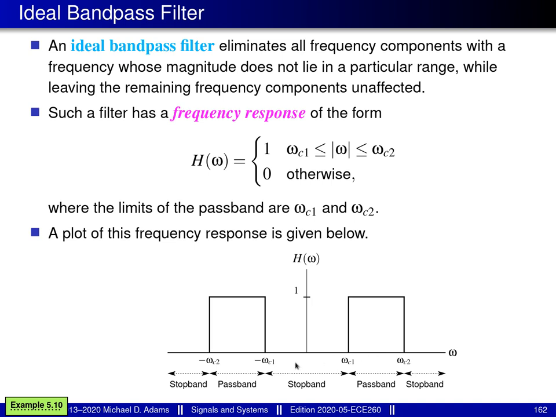The frequencies for which the frequency response is 0 correspond to the frequencies that are eliminated by the filter and constitute what is called the stop band of the filter. So this would correspond to frequencies that are less than minus omega c2, in other words, these frequencies out here, frequencies between minus omega c1 and plus omega c1, in other words, frequencies in this range, and then frequencies that are greater than omega c2, frequencies in this range out here. Since this type of filter allows frequencies in a particular range or frequency band to pass through, this type of filter is referred to as a bandpass filter.